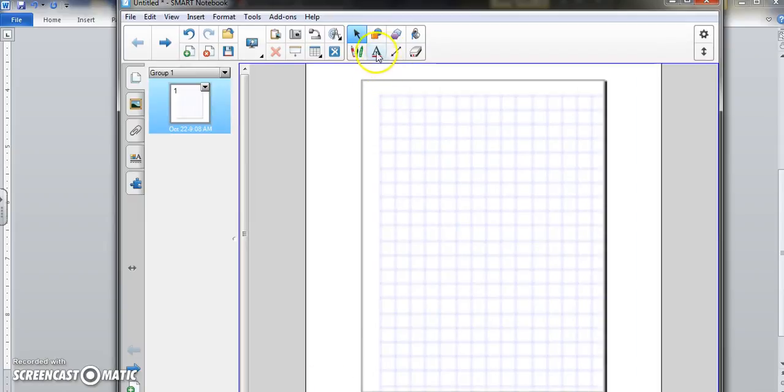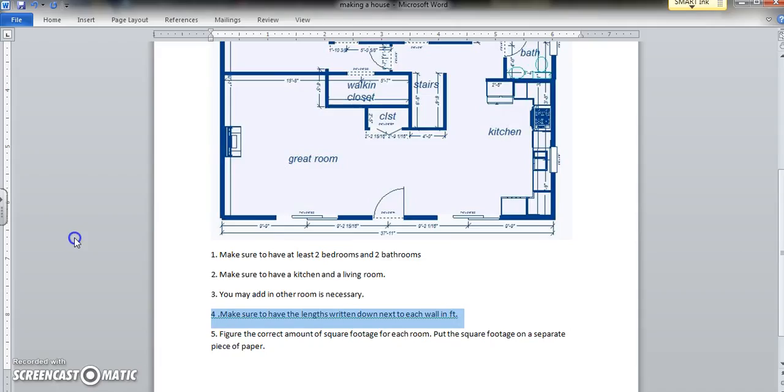And I'm going to write that down on my board here. So each little line equals 1 foot. Okay, so now it's getting into making the room. And once again, you need to write each line.